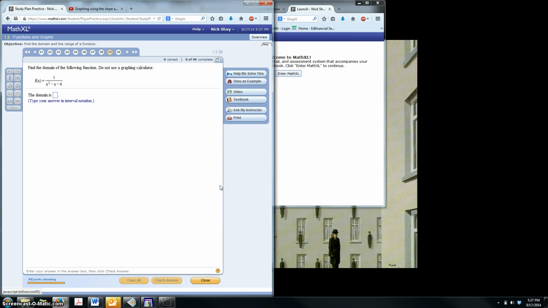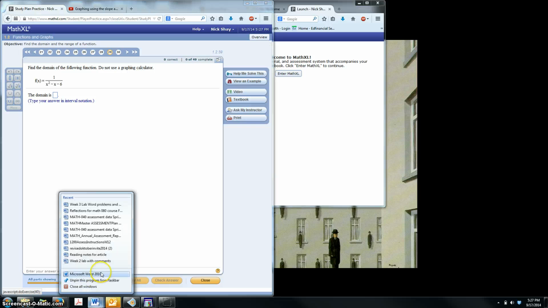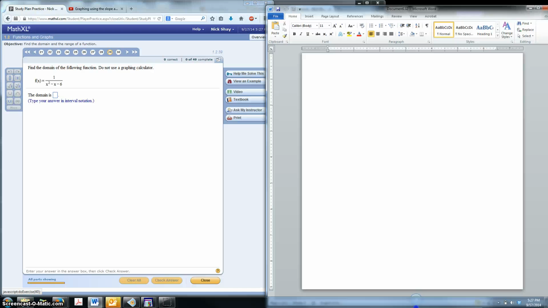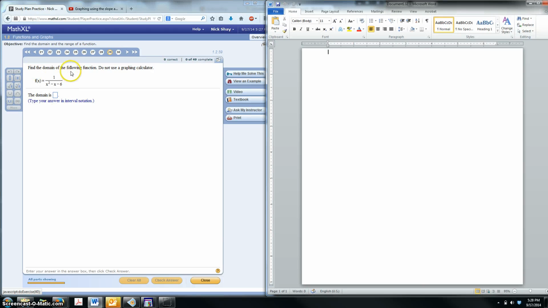Hey everyone. Here's another problem that it seemed like people had a lot of trouble with. I think this one was on the homework, but again, a lot of people really missed this one, so I do want to take a second to go over this. Let me pull up a new sheet. This asks us to find the domain of the following function. Do not use the graphing calculator.